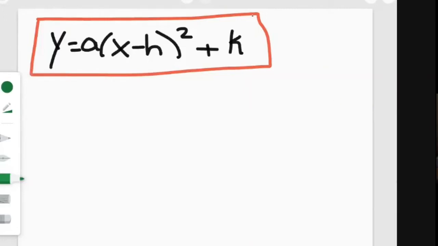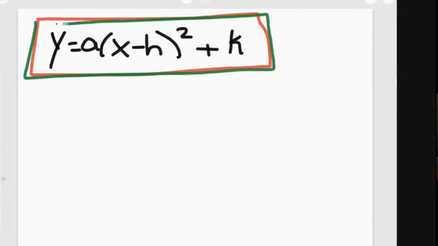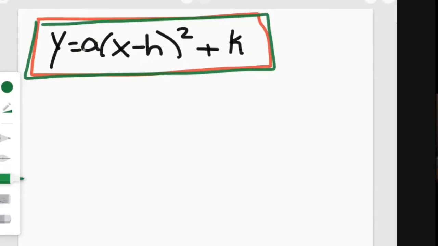All right, so last week what we learned about was this, our quadratic function. When we have a quadratic function and we're trying to translate it, there are three different variables: an a, an h, and a k. We've yet to learn anything about the a. That's going to be on Wednesday.